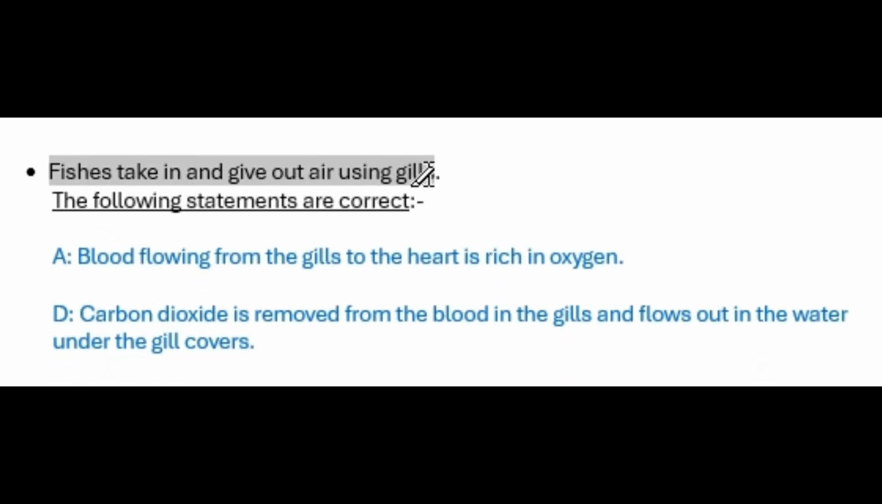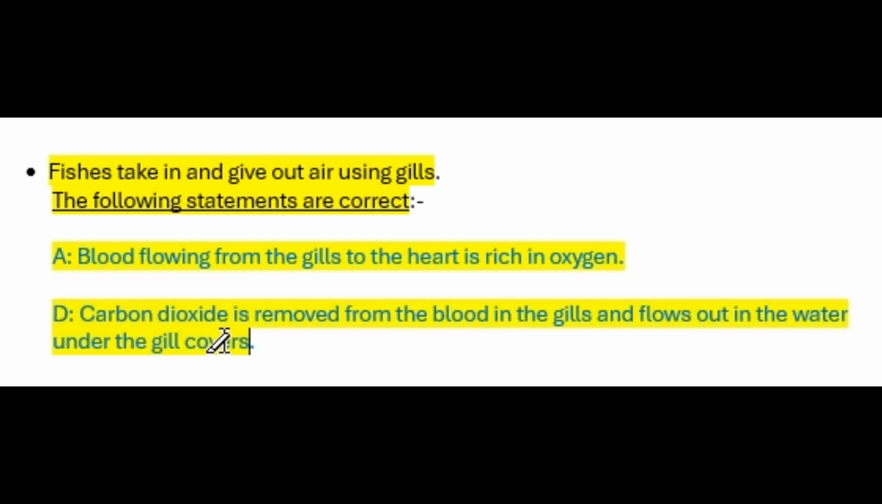Fishes take in and give out air using gills. The following statements are correct. E. Blood flowing from the gills to the heart is rich in oxygen. D. Carbon dioxide is removed from the blood in the gills and flows out in the water under the gill covers.